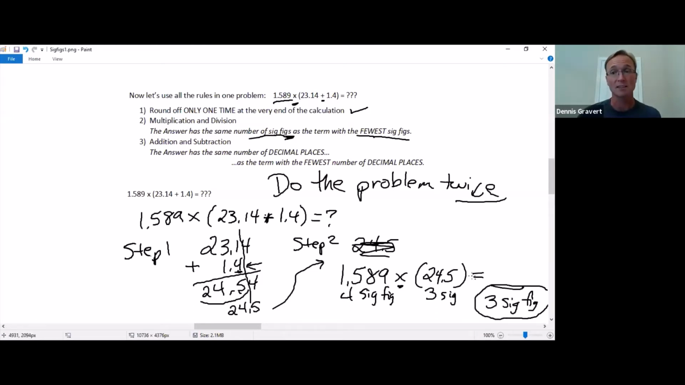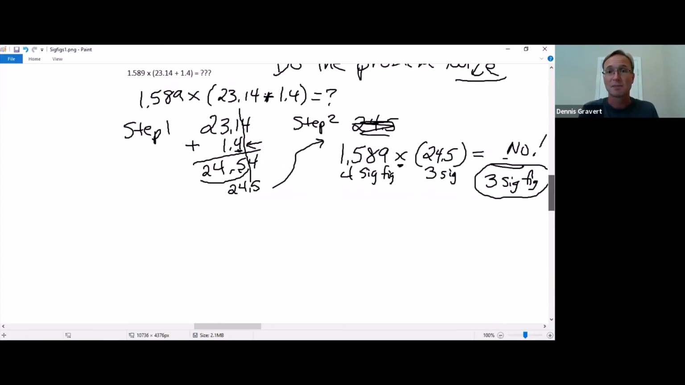To get the right answer though, don't put it in your calculator, because you would have to get this answer and round off a second time. You're not allowed to round off a second time. So what you have to do is start all over. Okay, so round 2. Second time, we're going to start all over, knowing that the answer has 3 sig figs.